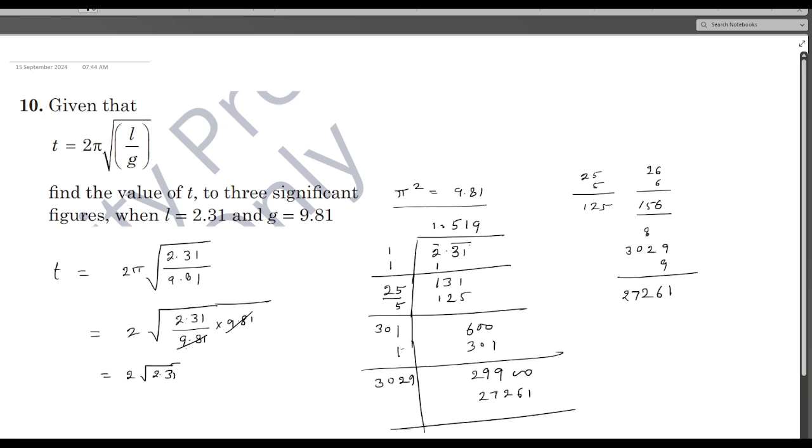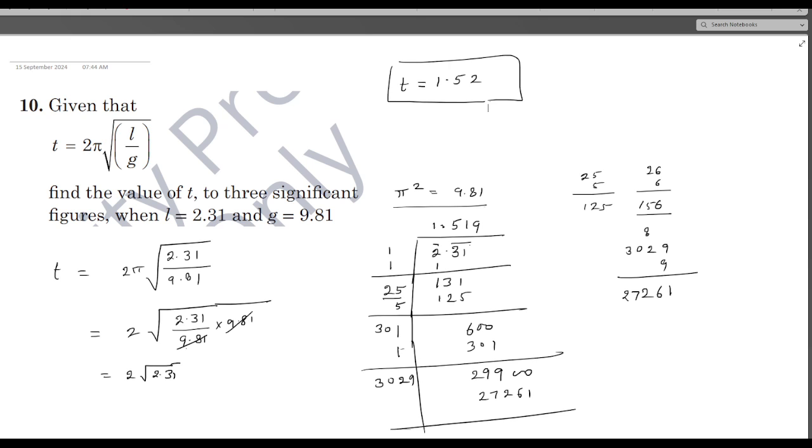I have to write my answer in 3 significant figures. So 1.519 is up to 4 significant figures. We will reduce it to 3 significant figures, and I will say that your answer, okay, so find the value of t. So the value of t up to 3 significant figures will be 1.52. So t is 1.52. 10th question. So 10th question was really a tough one.